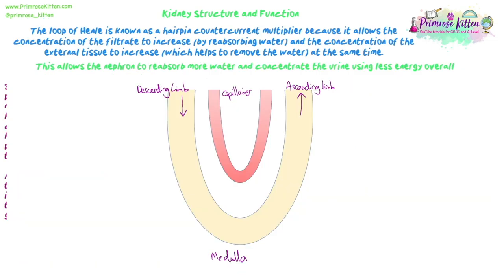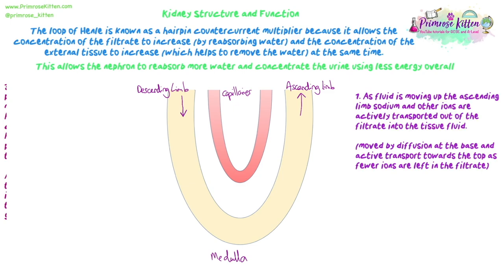The loop of Henle is what we call a hairpin countercurrent multiplier, because it allows the concentration of the filtrate to be increased by reabsorbing water, and it also increases the concentration of the tissue around the loop of Henle in the medulla, in order to help remove the water, which we'll explain in a second, at the same time. Start with the ascending limb. Remember, that's where fluid is moving towards the cortex.